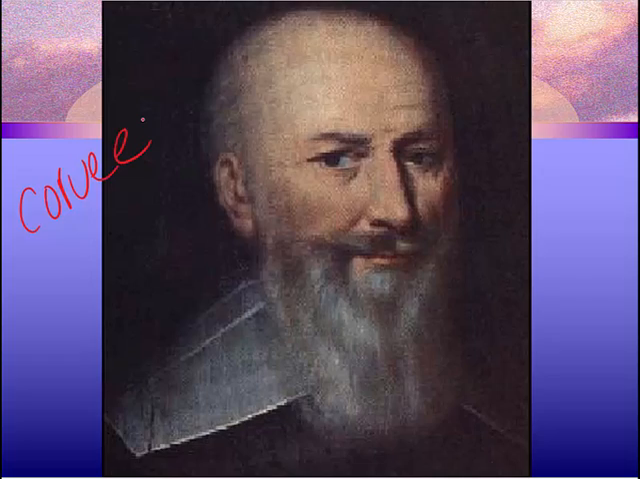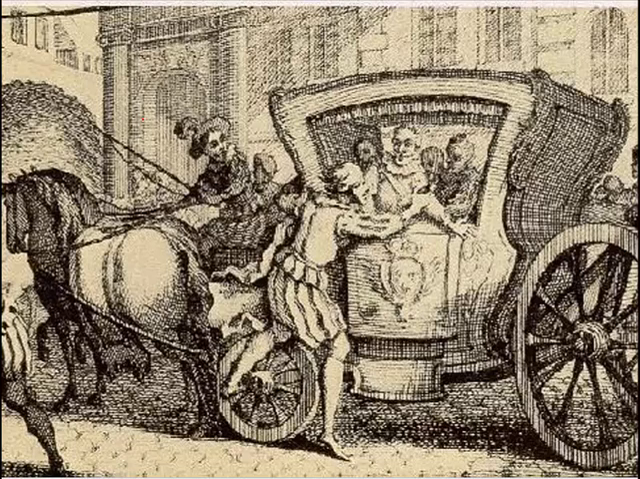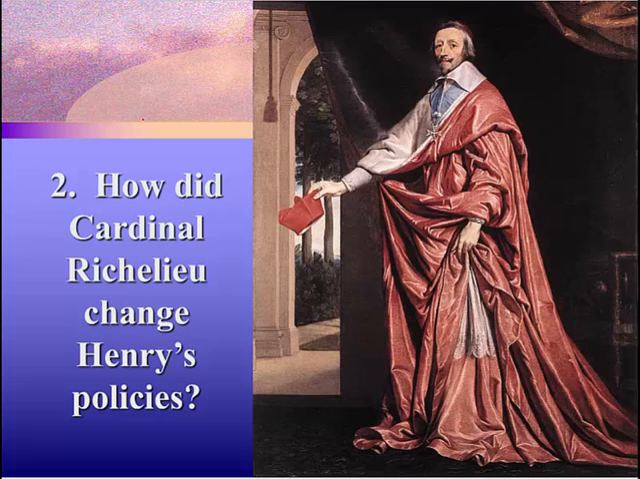Now we also know, though, that Henry is going to be assassinated by a fanatical friar, and is not going to rule for as long as it might have been thought that he would have. So he is going to be succeeded by his young son, Louis XIII. Now, Louis XIII, when he becomes king, is only 9 years old when Henry's assassinated.